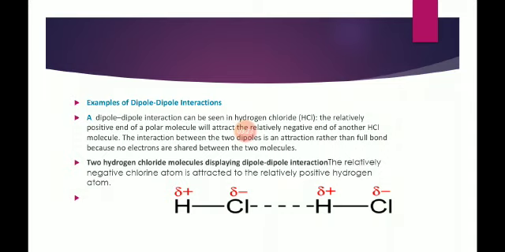For example, in HCl, the partial positive charge is present on the hydrogen atom, while the partial negative charge is present on the chlorine atom. The chlorine attracts the partial positive charge of the hydrogen atom of the other molecule. This is the reason it creates the dipole-dipole forces.